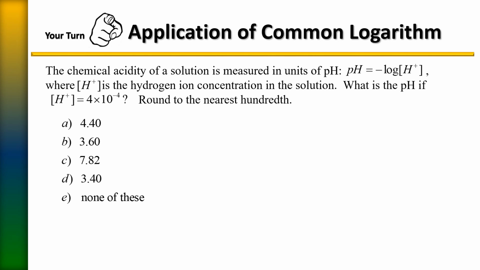Okay, so if you were able to plug these values into your calculator correctly, you should have gotten a value of 3.40, which is D, and there you have it.